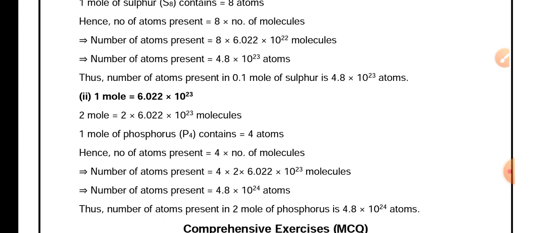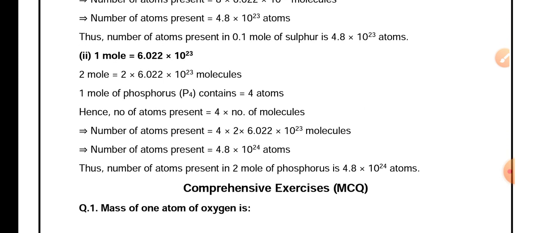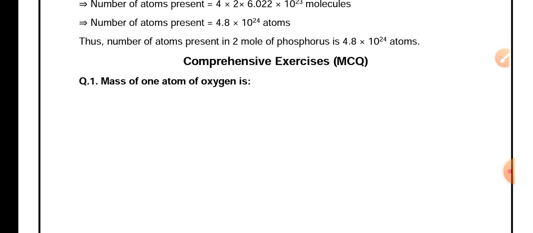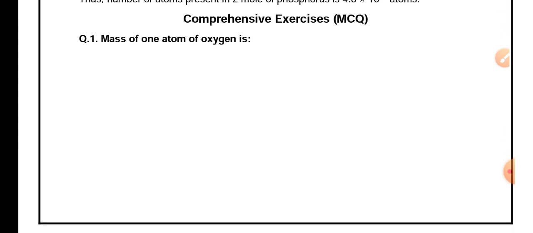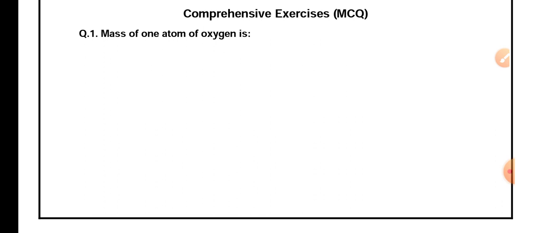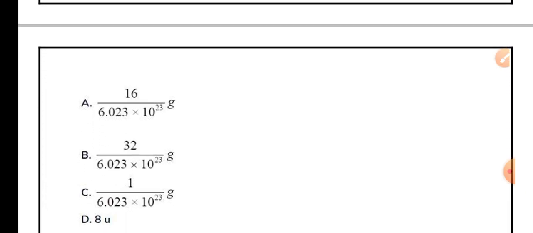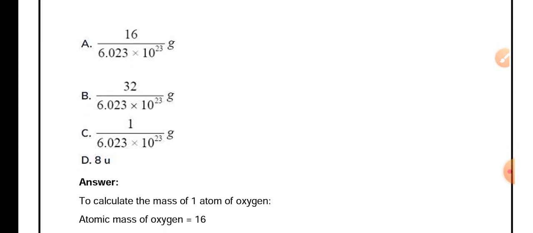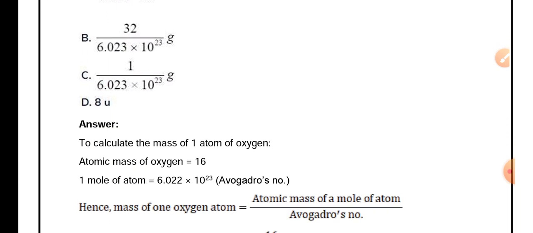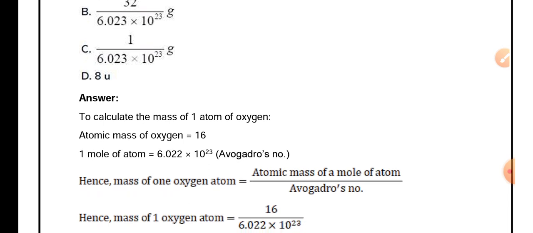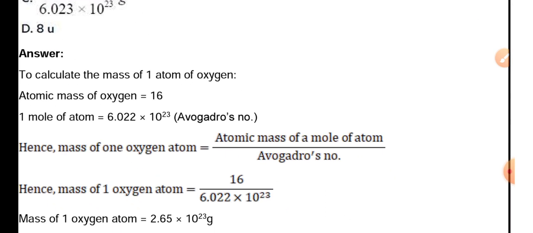Here take a screenshot because more exercises will be there. Then I will continue the MCQs. Here the mass of one atom of oxygen is, here the answer is a calculation. To calculate the mass of one atom of oxygen, you first take the mass of oxygen.